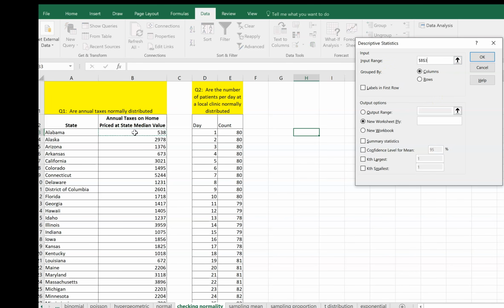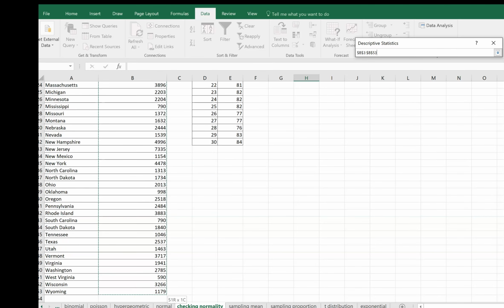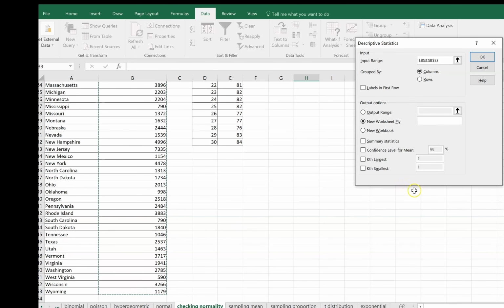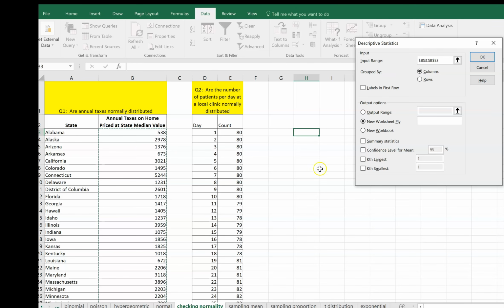Input the range. So what this is going to do is it's going to give me the descriptive statistics breakdown of my data set, which in this case for question 1 are the annual taxes priced at the state median value. So what happens is these states, we found the median house value, and then we found the annual taxes in each state based on that median house value. And the question is, are annual taxes normally distributed?